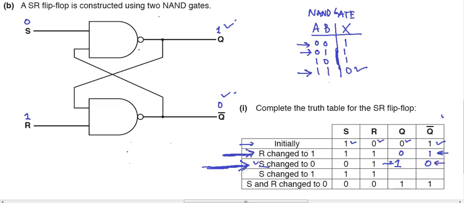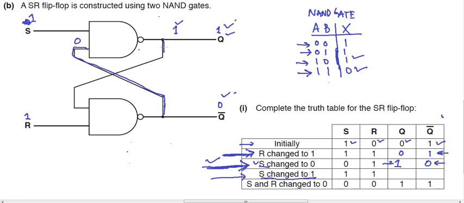And now from this stage we are going here, and S is once again changed to 1. So this is going to get cancelled. We get a 1 here, and let's work out the situation. This Q bar value 0 is being fed back. So we have 1 0 at the input, which means we're going to get a 1 at the output. We get a 1 at the output, which is the same as Q. Q was previously 1, so it stays 1.